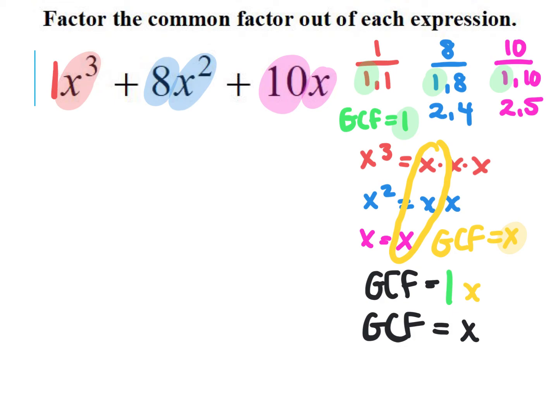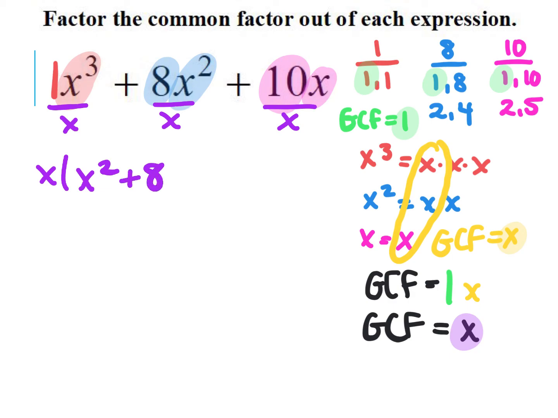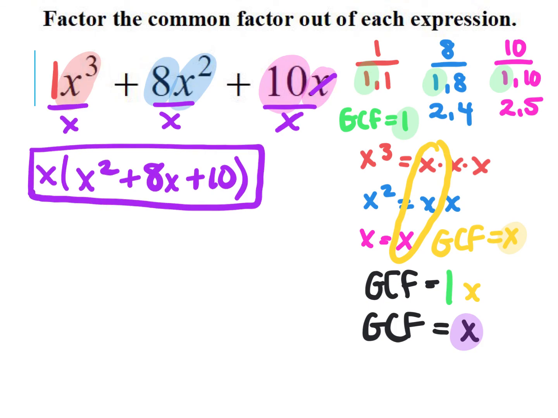Then I can take this x and I'm going to divide the original expression by this x at each term and stick the x in front to factor it out. Now when I do that, the 1's really cancel out. I start with 3 x's, take away 1, so I have x squared. Then the 8 is going to stay the same, so it's plus 8x. Start with 2 x's, take away 1, x. And the 10 will stay the same, and these x's cancel out, so it's plus 10. So our final answer is x times x squared plus 8x plus 10.